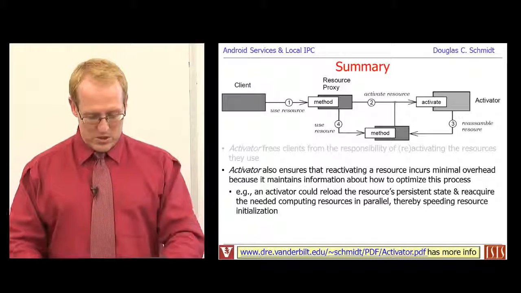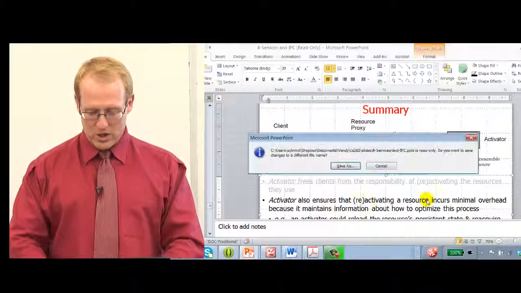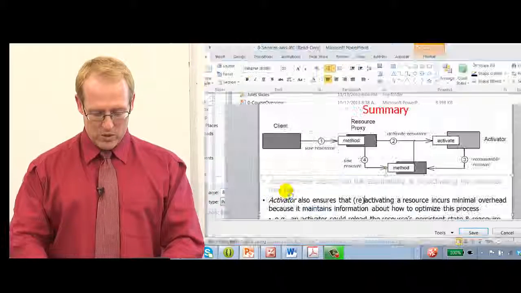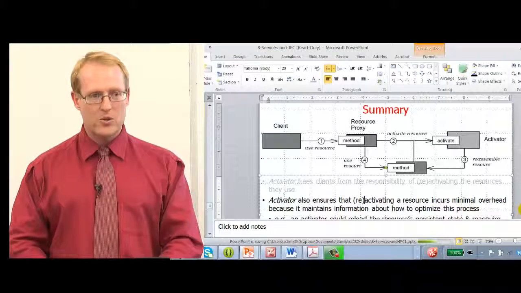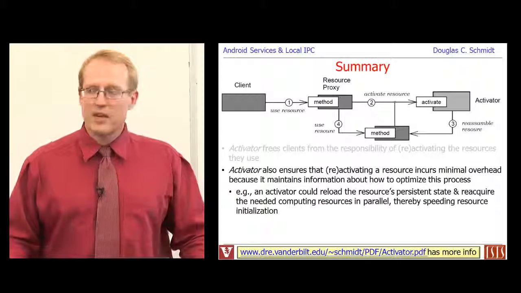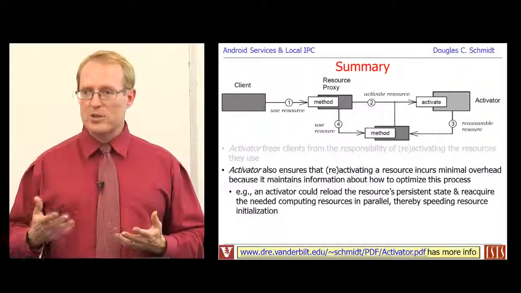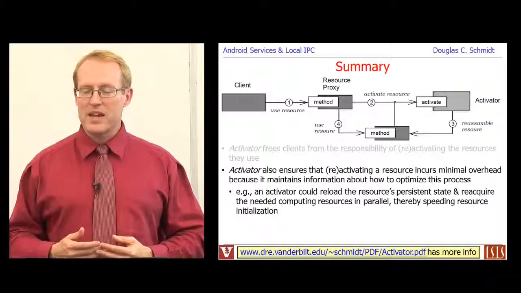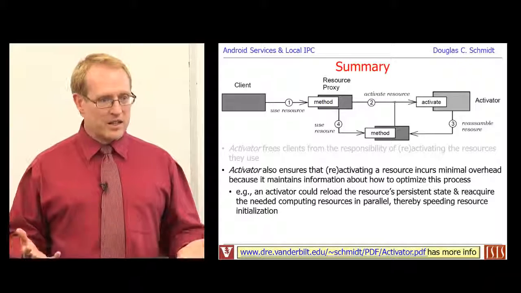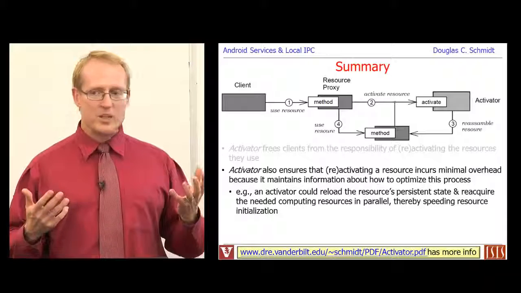Activator also can be used to ensure that activating and reactivating a resource will incur minimal overhead, which is very important. You don't want to have to do a lot of work to reactivate stuff. So you might, for example, have the activator pre-cache state for you. Activators could do other things too. It depends on how fancy and sophisticated you want to make them. Activators could actually take part in some kind of replicated cluster or cache management system. Or it could load balance. The activator might actually do load balancing for you.